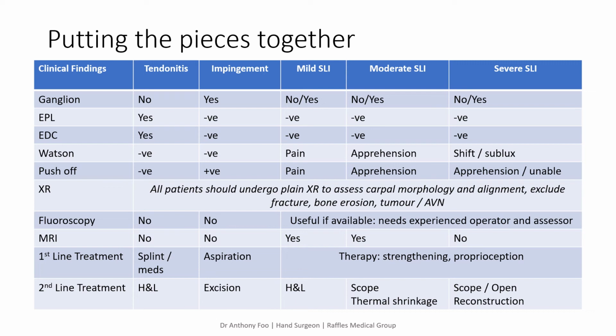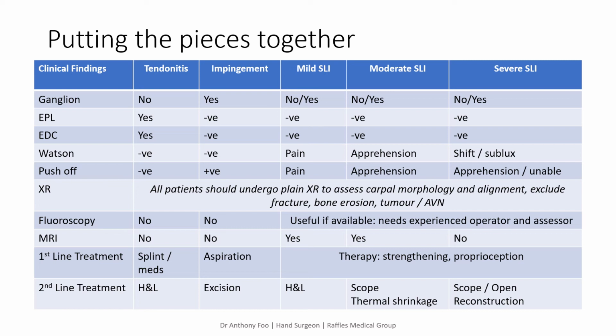In the presence of apprehension during a Watson test or the push-off test, this may indicate a more advanced stage of scapholunate instability. I would definitely still consider doing fluoroscopy and MRIs, as well as subjecting the patients to at least 3 months of therapy before discussion for arthroscopic evaluation and thermal shrinkage of the wrist.